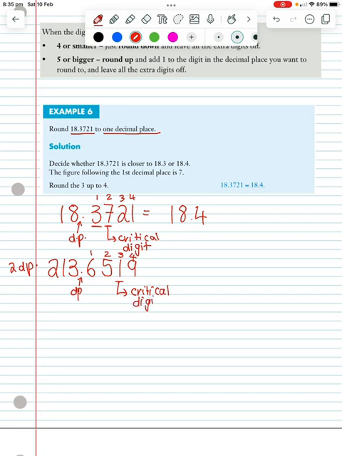So when I look at my critical digit, we can see that it's a 1. So because this number is 4 or smaller, I'm going to leave my 213 the same, 0.6, and then my 5 is actually going to stay the same because that critical digit is 4 or smaller. Let's do one more.